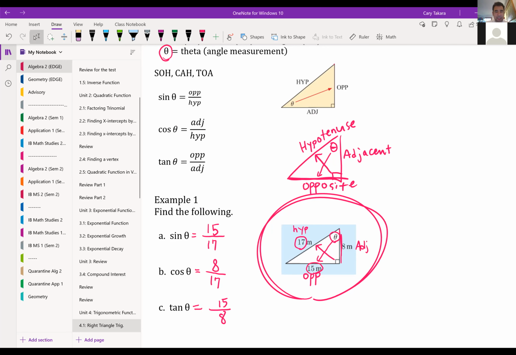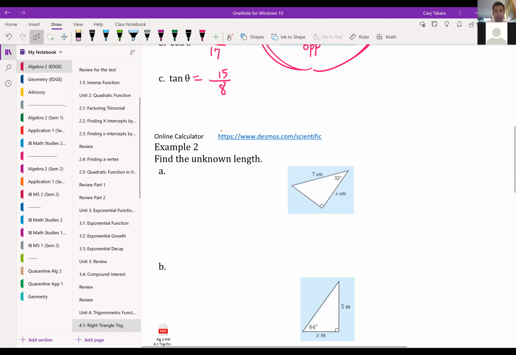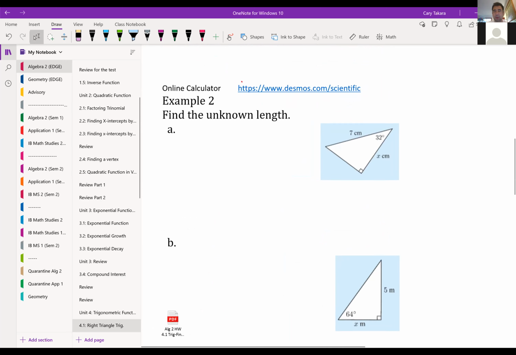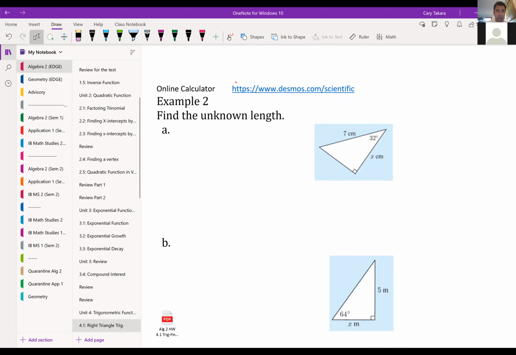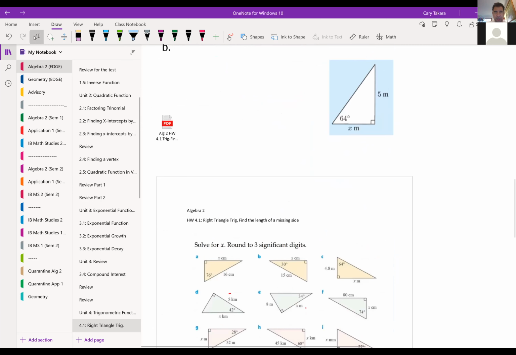Okay, so let's actually solve a problem. Here it is. I've got two problems as an example. This is still an example, and then we'll do the assignment.